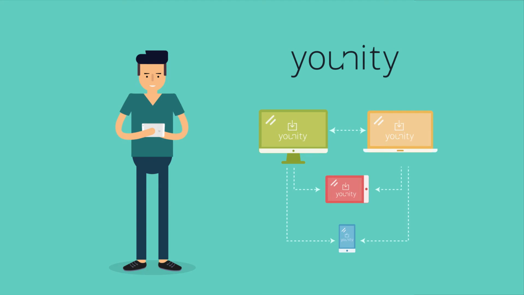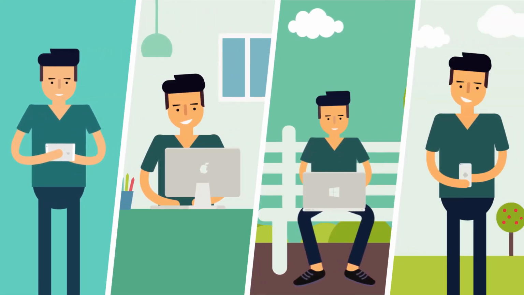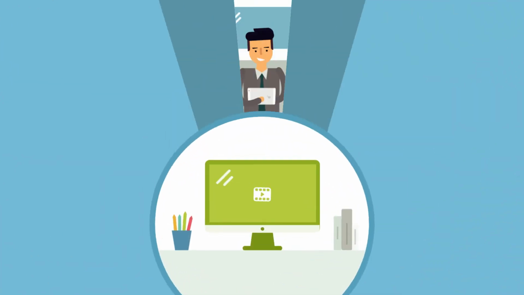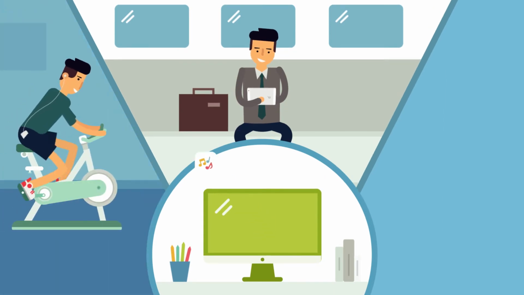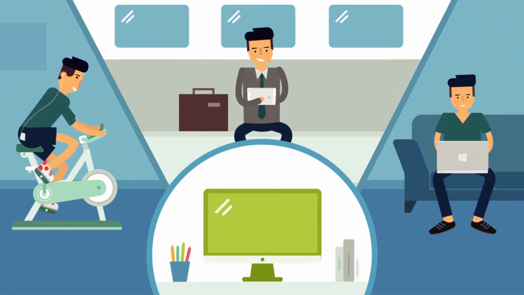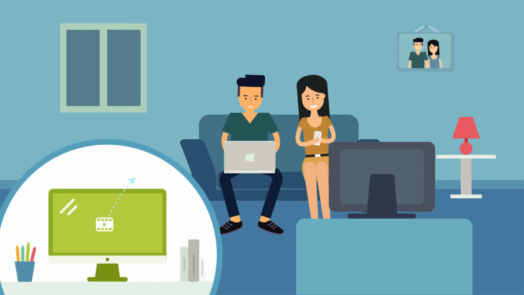Just install Unity on your devices and you'll always have access to all of your stuff. You can stream movies from your computer, listen to your favorite music, access your entire photo library, access a document stored on your work computer from your home computer, and even stream to your TV.